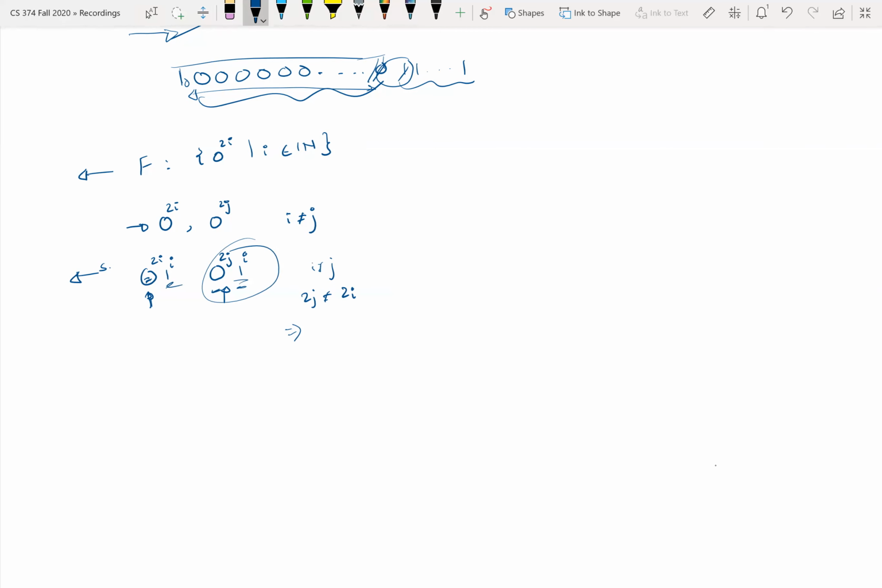So for any two strings in this Fooling set, we can get a distinguishing suffix. So this is a Fooling set for the language. It is infinite because we have i in n, so it is actually an infinite Fooling set for the language, which makes the language not regular.